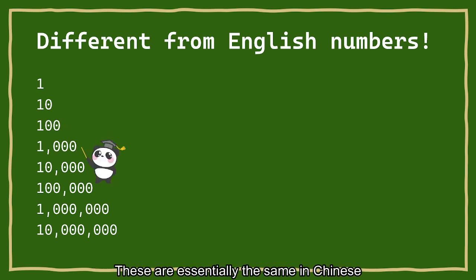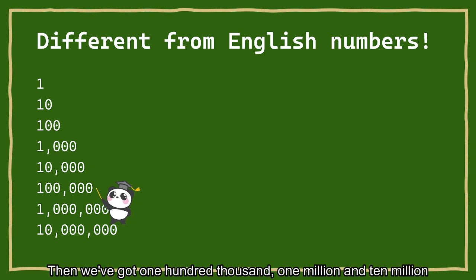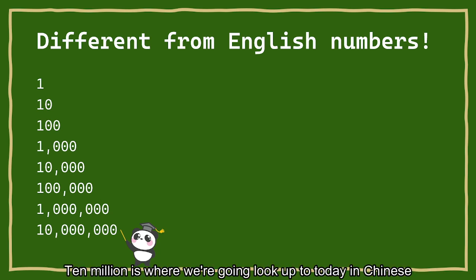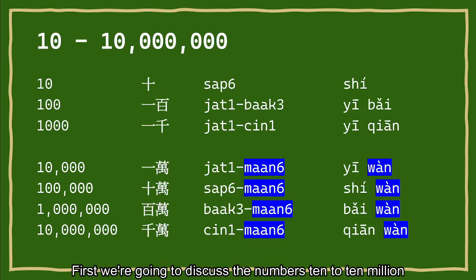These are essentially the same in Chinese. And then you've got 10,000. This is where things start getting weird, which I will explain in a bit. And then you've got 100,000, 1 million and 10 million. 10 million is where we're going to look up to today in Chinese, so that's why I've listed up to 10 million. Okay, so first we're going to discuss the numbers 10 to 10 million.